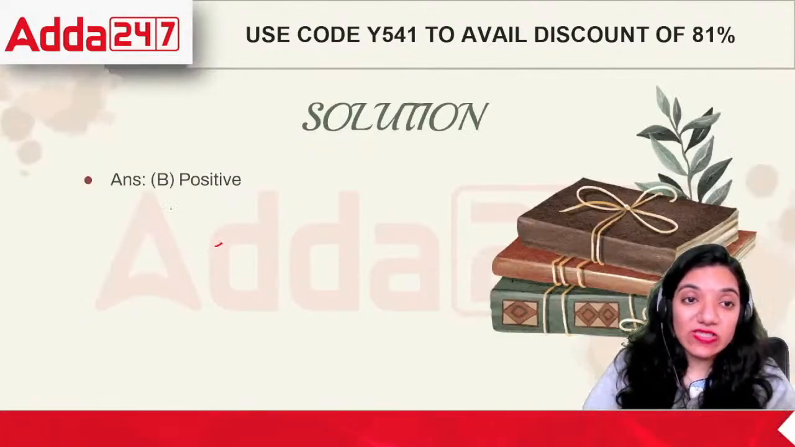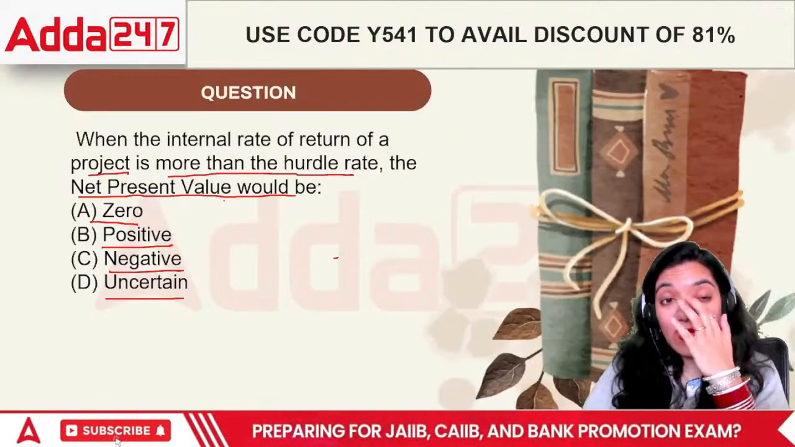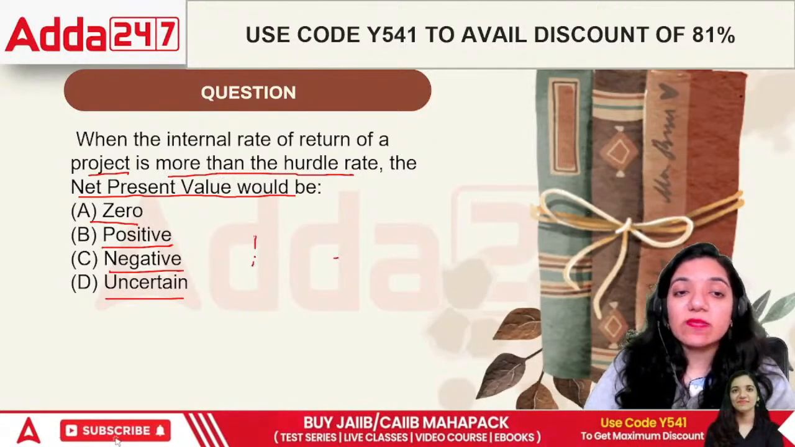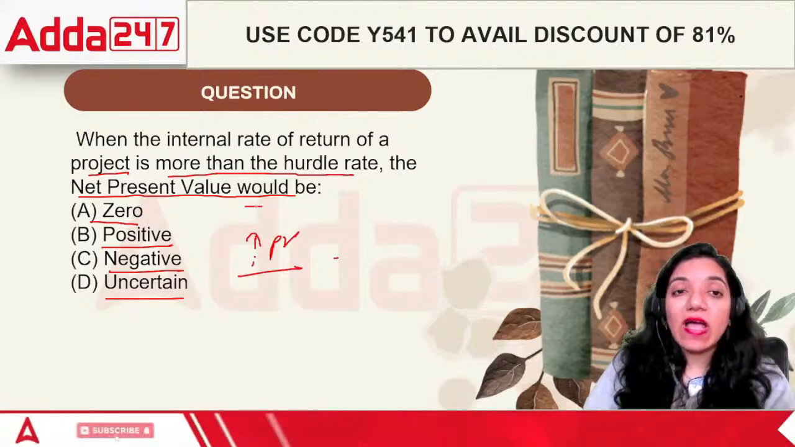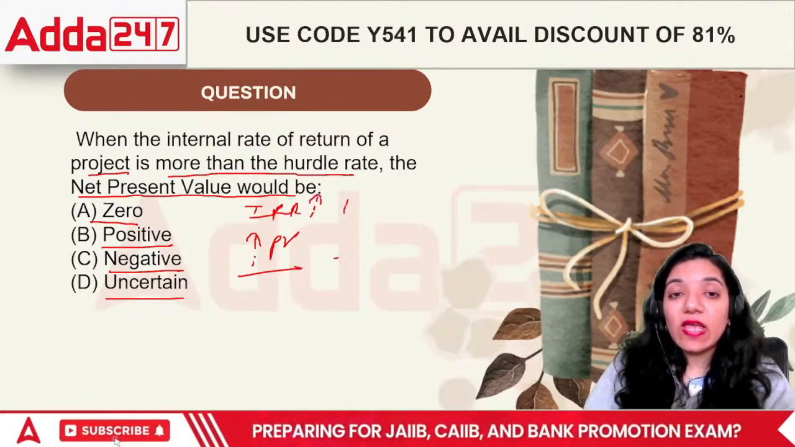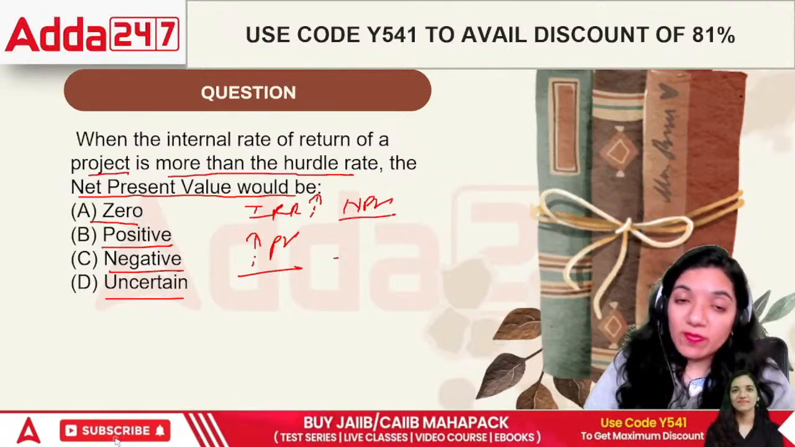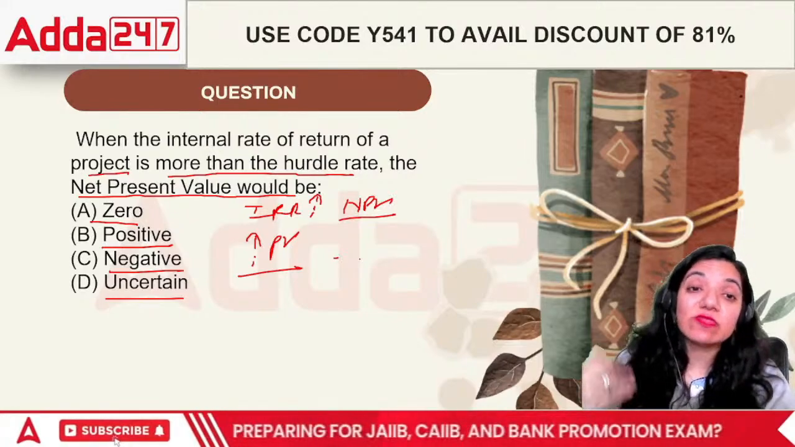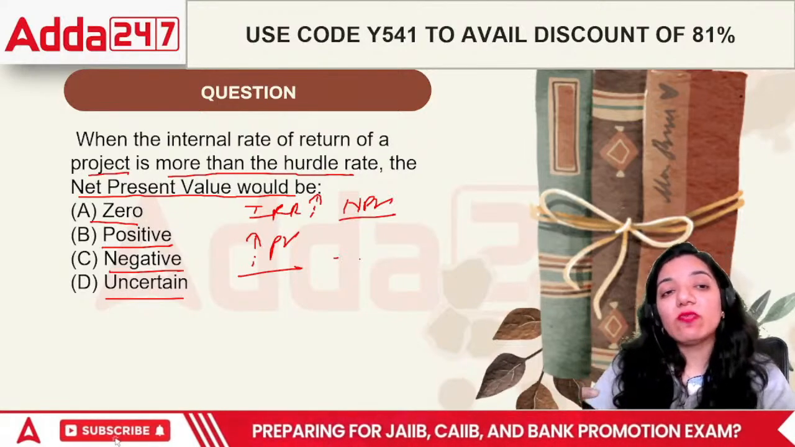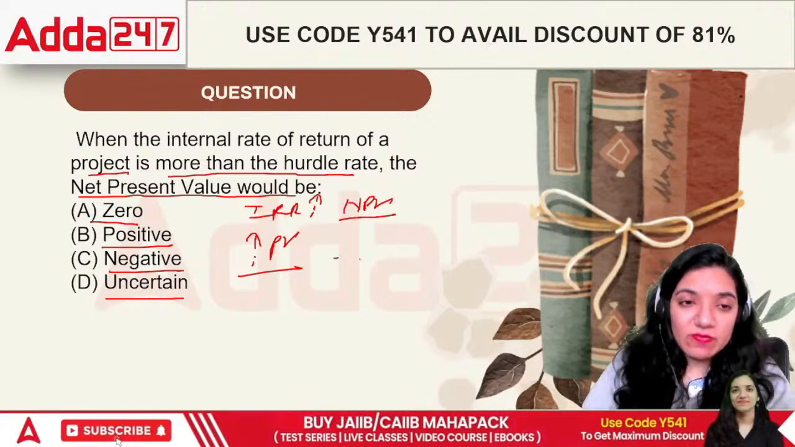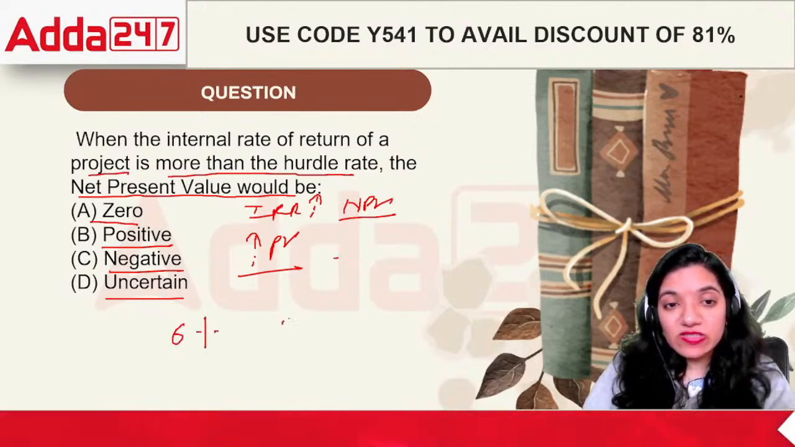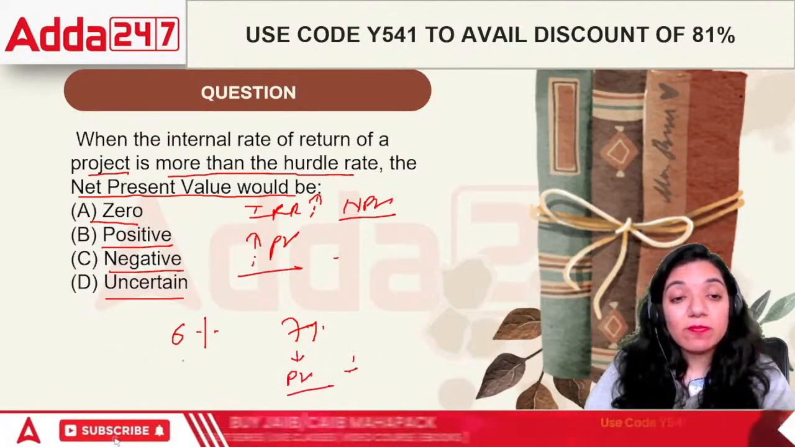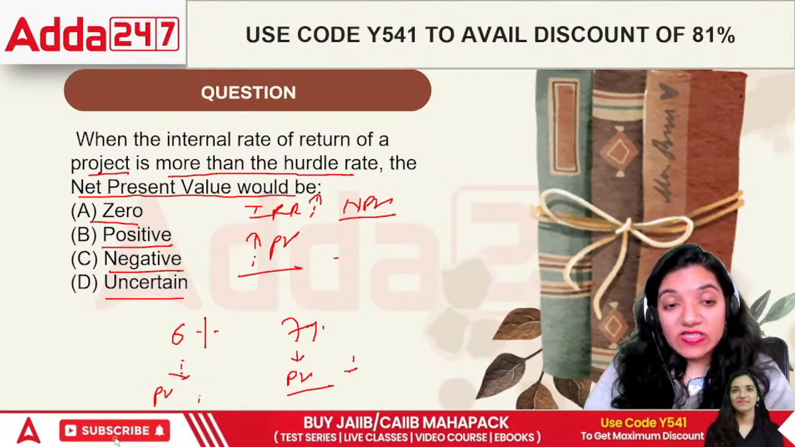It is basically positive. Basically what happens is that the lower the rate, the higher the present value. That's the rule. If the rate is more, then the present value of the cash flows would be a little less. Let me give you a brief example: if we have 6% and 7%, the PV at 7% would be less, while the PV at 6% would be more.